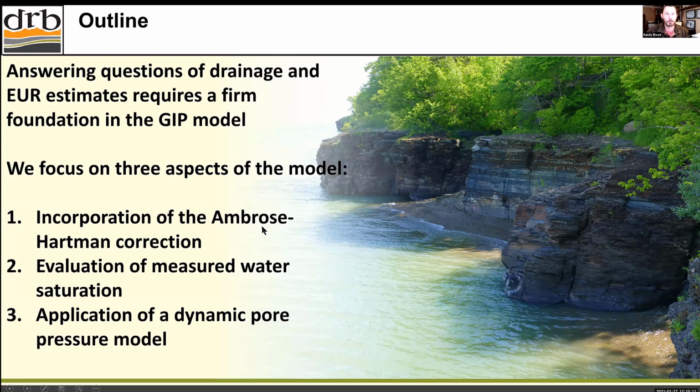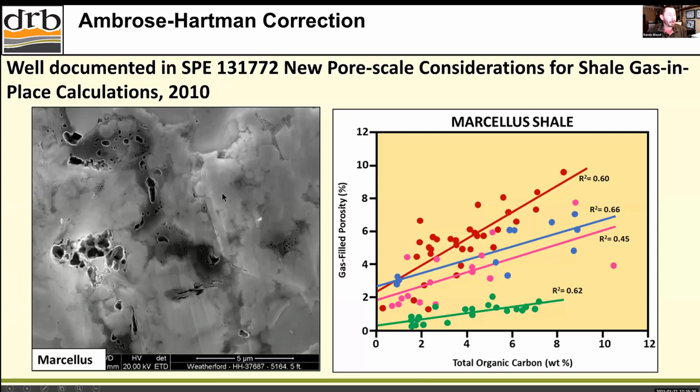The one is the Ambrose-Hartman correction, which I think everybody's pretty familiar with, and I'm not going to spend a whole lot of time on that, but it is important to incorporate it into the model. But then I wanted to spend a lot of time talking about measured water saturations in the core, and then this application of a dynamic pore pressure to the model as opposed to a static value that we generally use. So again, in this SPE paper, this Ambrose-Hartman correction is very well documented, and the logic behind it is laid out very nicely.